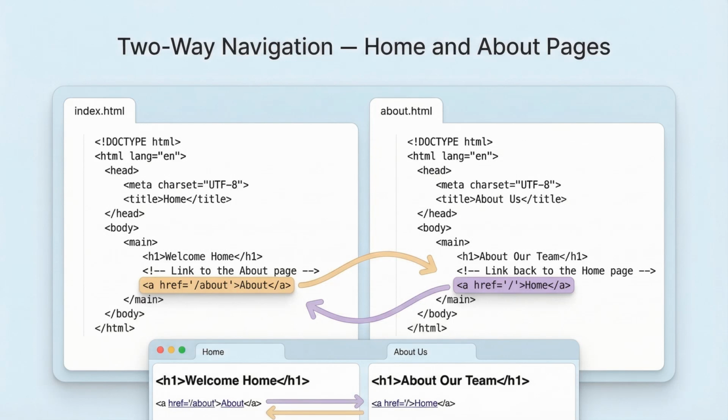And this is what it looks like in the browser. You click About on the home page, you land on the About page. You click Home on the About page, you're back. This is the foundation of multi-page navigation, and you can keep adding more pages by repeating this exact pattern. 3 pages, 4 pages, it all works the same way.